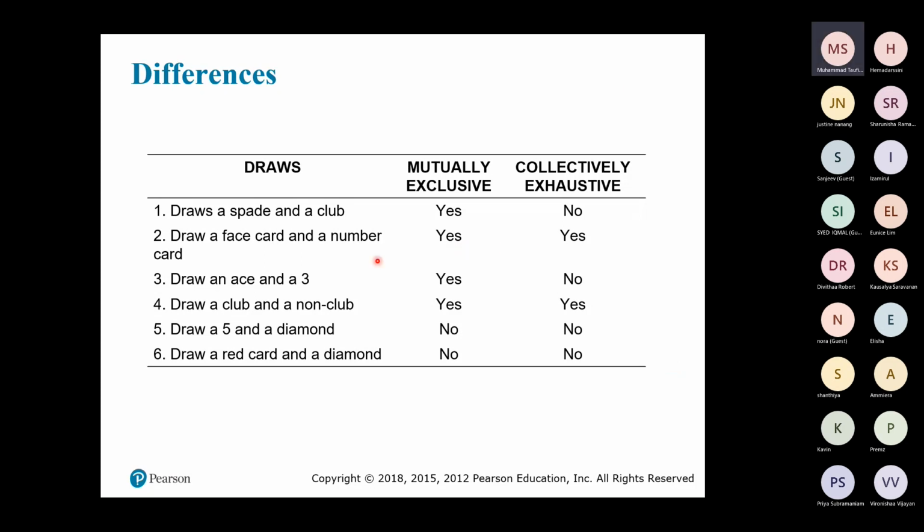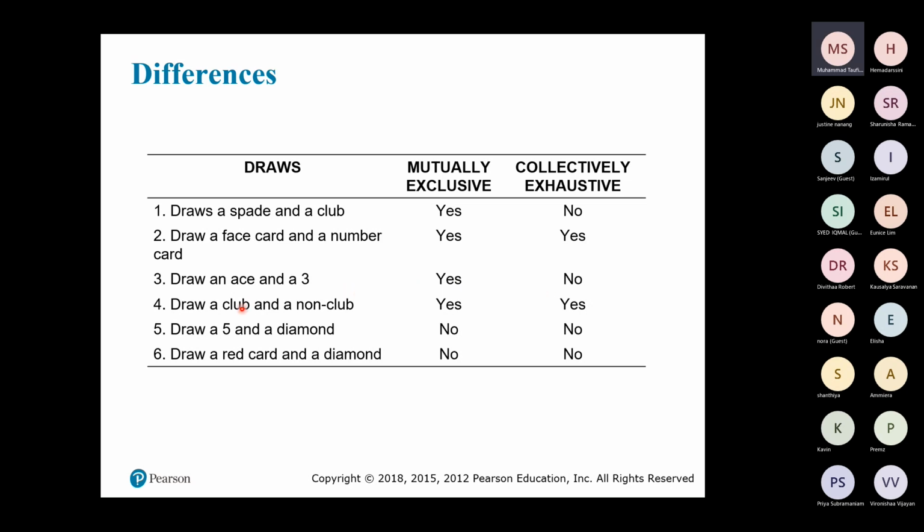Okay, and then draw an ace and a number 3. Is it mutually exclusive? Yes, because there is no 3 ace card in the deck. So the event is mutually exclusive. Is it collectively exhaustive? No, because we have other numbers and also the face cards.